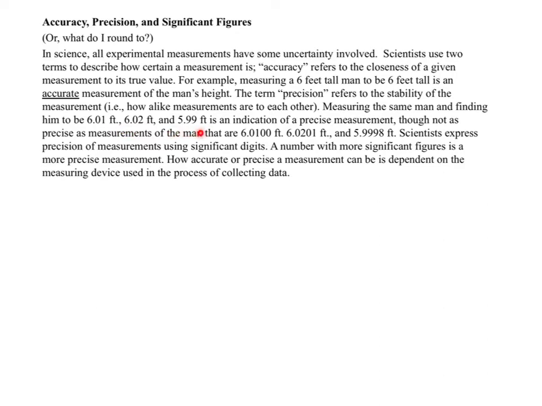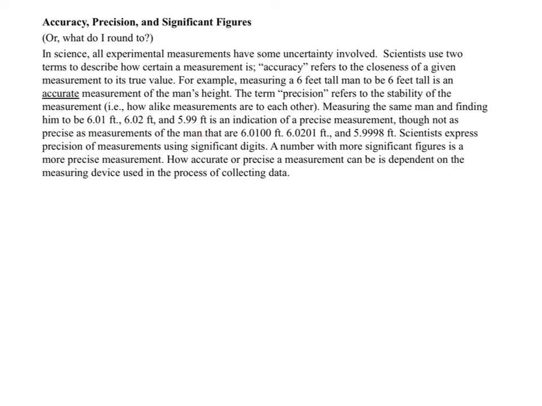In each of these cases, there's a certain amount of uncertainty. And really, when we make measurements, we generally think that the last number in our data is essentially somewhat uncertain. It could be a little higher or a little lower. So when you see numbers like this, 6.0100 or 6.0201 and so on, what this is really showing is that these measurements are more precise than these measurements.